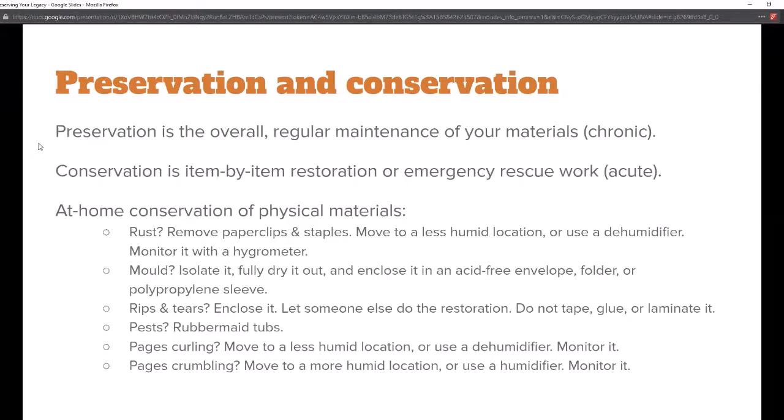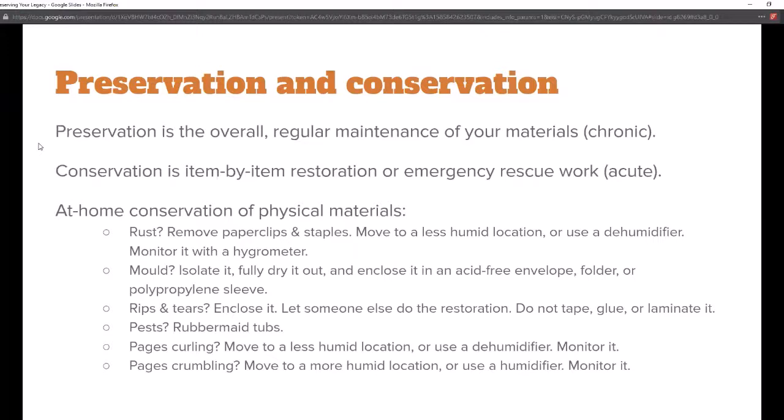Again, pests, Rubbermaid tubs. If your pages are curling, it's too humid. If your pages are crumbling, it's not humid enough. There is always a chance that you are in a not humid enough situation. So that's where that hygrometer comes in. For the most part, homes are more humid than they need to be. So you're going to have problems with all the stuff higher up on this list more often than you're going to have a pages crumbling problem.